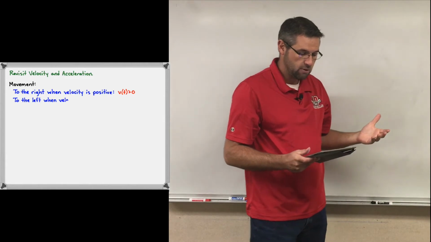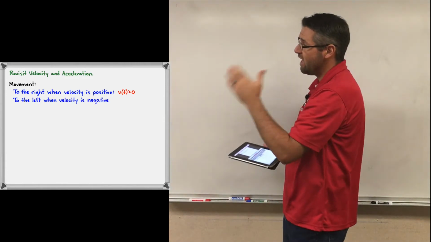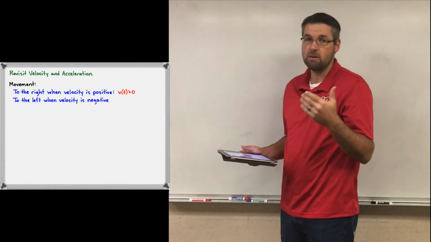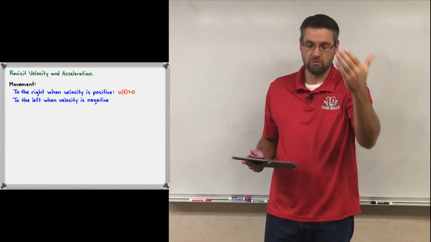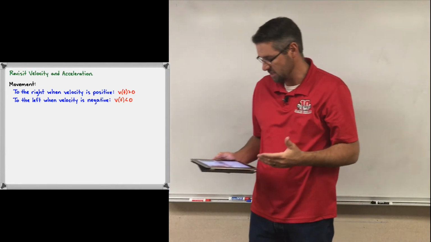In the same way, how do I know when I'm moving to the left? I'm moving to the left when velocity is negative. And on a position time graph, you would see that function decreasing. We're moving to the left. So we'd say v of t is less than 0.